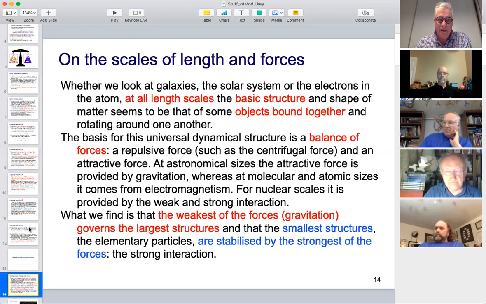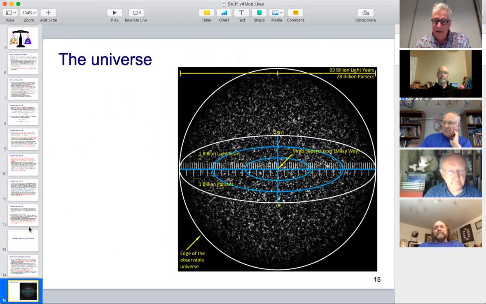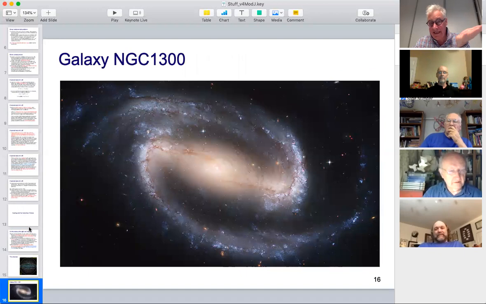So we can go from the universe, what is it? It's 28 billion parsecs across, 93 billion light years. Maybe. 13.7 billion light years ago, the edge of the universe apparently. So you have the universe. You look at other scales like galaxies. Here's a picture of NGC 1300, with its lovely spiral arms. Guy has lots more nice pictures in his talk. Have a look at those too.